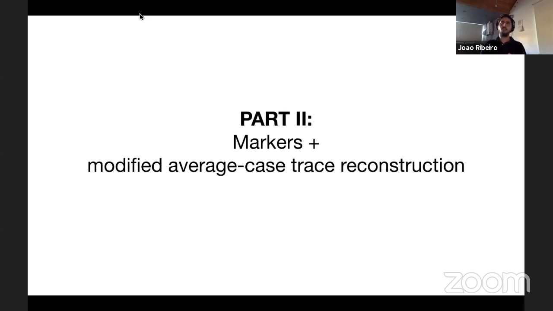So, like I said before, this basic construction that we saw is very nice, very simple. It gets us pretty close to average case reconstruction, except we don't beat it. And ideally, we'd like to use much fewer traces than average case reconstruction. And this is what we're going to do in part 2.